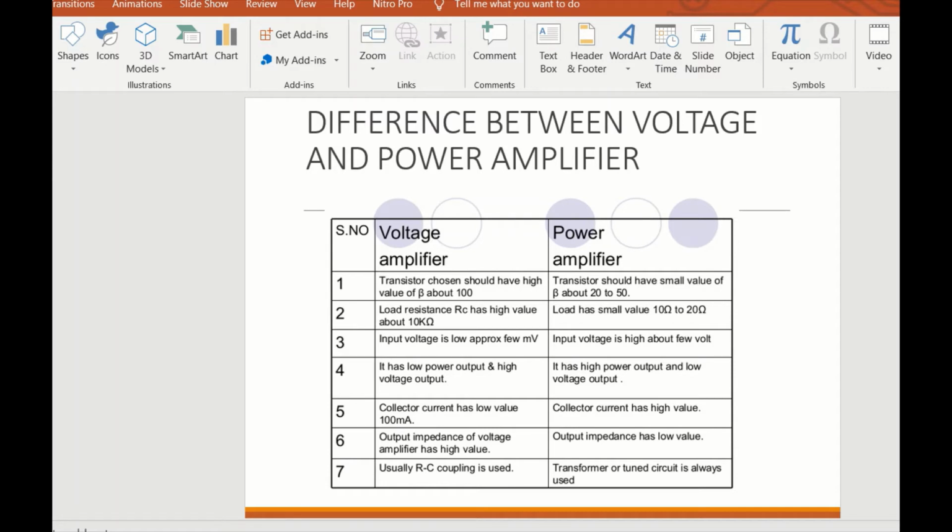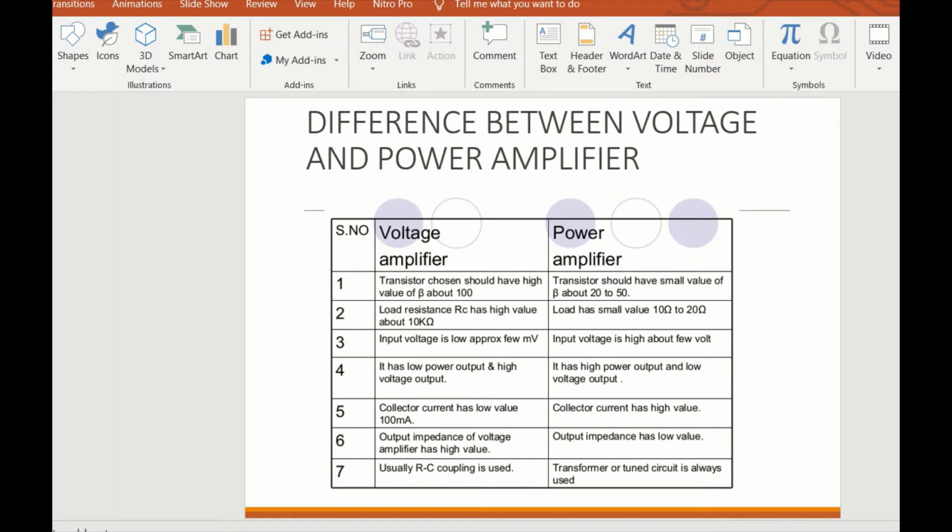In case of voltage amplifier, input voltage is very low, in the range of millivolts. But in case of power amplifier, input range is high, in the range of volts. The voltage amplifier has low power output and high voltage output. In case of power amplifier, it has high power output and low voltage output. In case of voltage amplifier, collector current has a low value, around 100 milliamperes, and in power amplifier, collector current has a very high value.